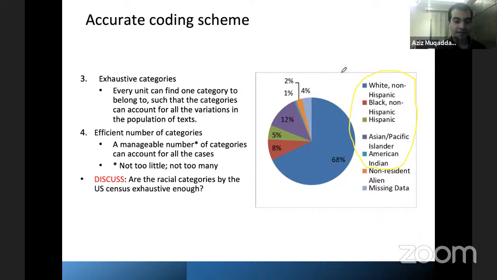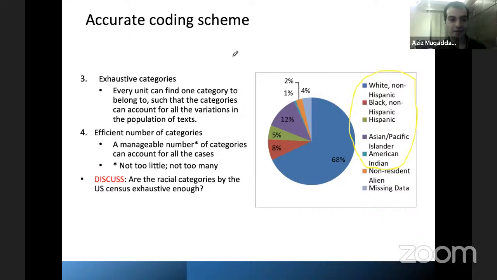So who are we missing in here? A lot of people. Such as who? People of mixed race. Yes, that's the most obvious one. There's no mixed race category; it doesn't appear in here. Who else? People of Middle Eastern descent. Yes, a lot of people actually.